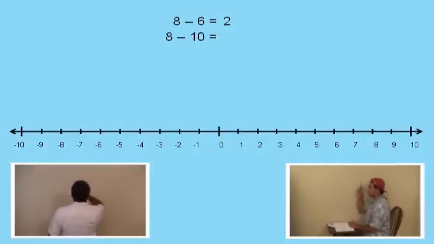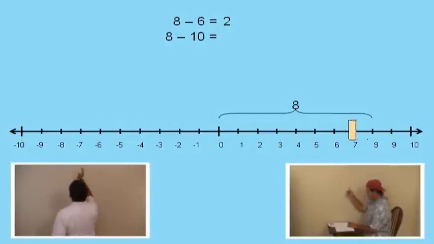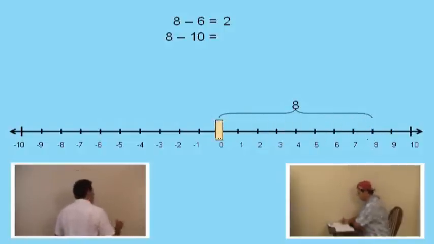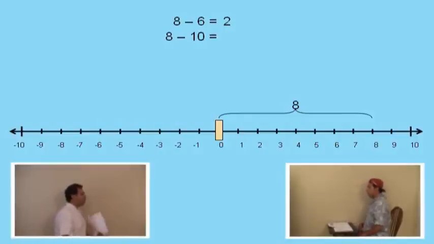8 subtract 10. Okay, Charlie, we're at 8, and you're going to move left how far? 10. Okay, are you going to jump all at once? No. Okay, Charlie's going to move 8 first. Okay, so go ahead, Charlie. You move 8, and you arrive where? At 0. Very good, Charlie. You arrive at 0. So why do you think that you felt comfortable moving to 0? Because it's in the middle.